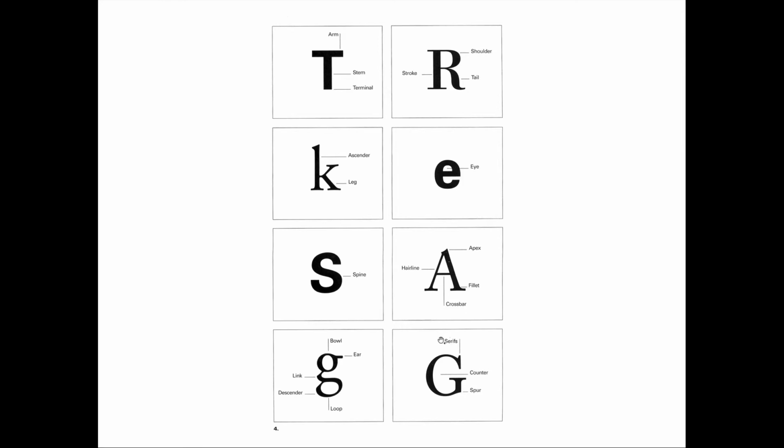Serifs are the decorative feet that project from the stroke. Counter is the interior space of a letter form. It defines the shape of a letter. The spur is the bottom edge of a capital G. It's the stroke that protrudes on the edge.